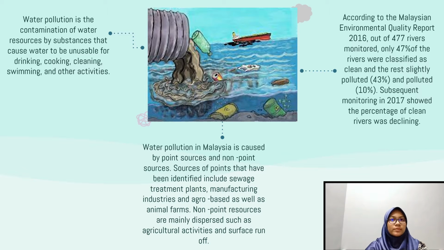According to the Malaysia Environmental Quality Report 2016, out of 477 rivers monitored, only 47 of the rivers were classified as clean. 43% were reported as slightly polluted and the other 10% as polluted. Subsequent monitoring in 2017 showed the percentage of clean rivers was declining.